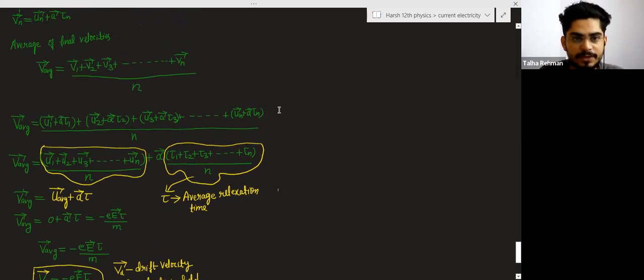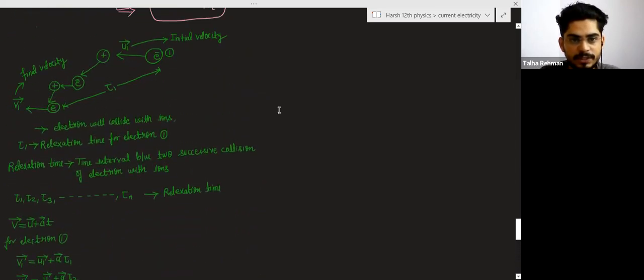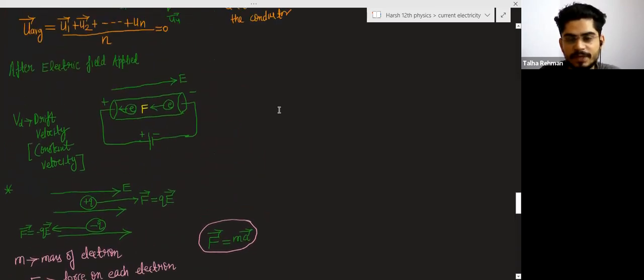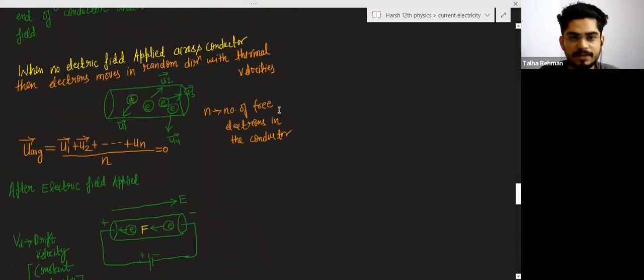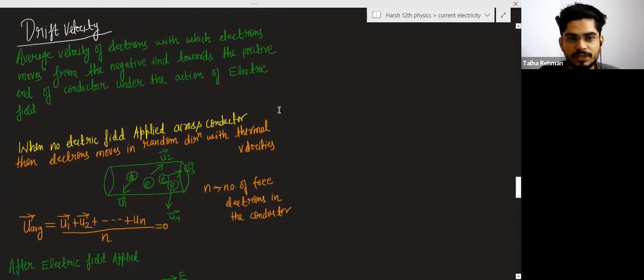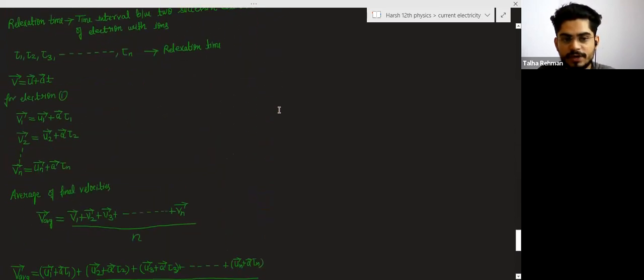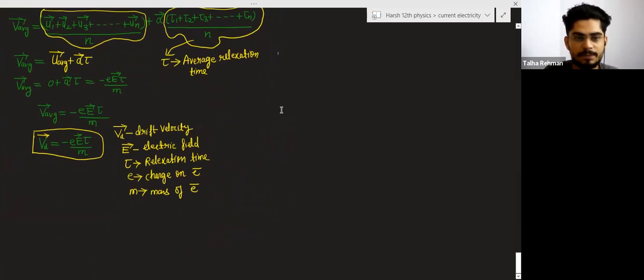So this is the derivation of the drift velocity. You may feel this is a little bit complicated, quite complex, but when you do this step by step, it will be very, very easy. And you will remember the formula. Please remember the formula of drift velocity.